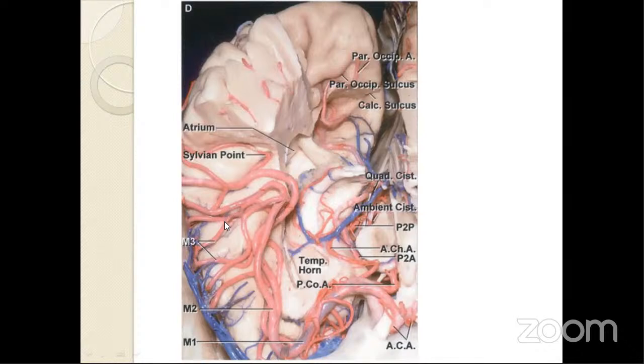This is the Sylvian point. This is the point where the most posterior part of the MCA turns away from the insula and goes towards the cortical surface.